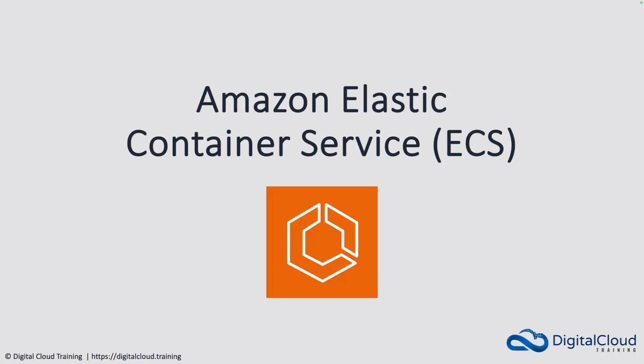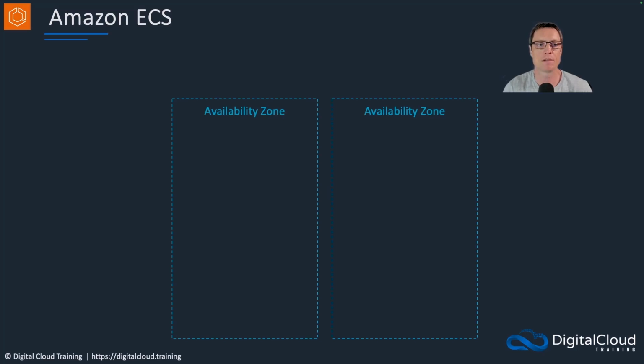Hey guys, in this lesson, I'm going to cover the Amazon Elastic Container Service, Amazon ECS, which is a service in which we can run Docker containers on AWS. So let's have a look at ECS and the various components that make up this service.